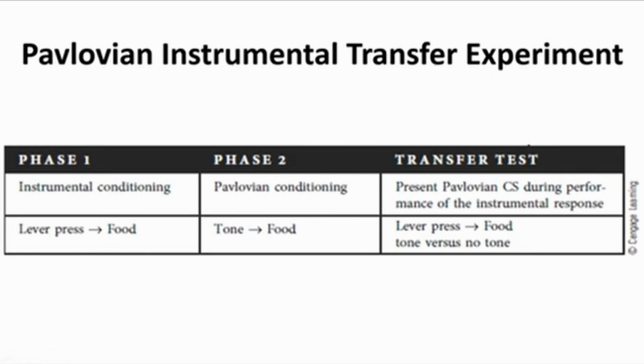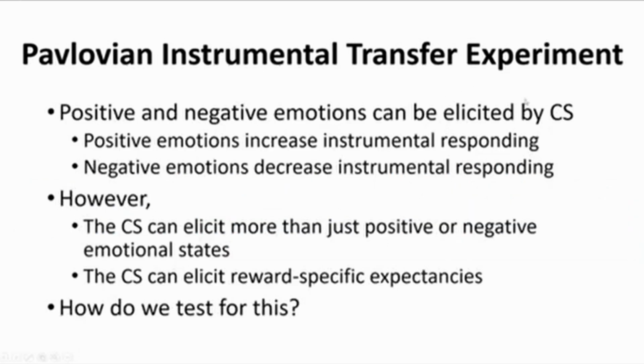So this experiment is called the Pavlovian Instrumental Transfer Test because it's specifically determining how an independently established Pavlovian CS transfers to influence or motivate our instrumental responding. So it's kind of named in a logical fashion for once. Now, we've only talked about positive emotions increasing that instrumental responding.